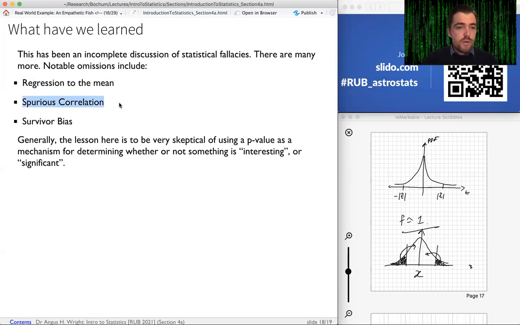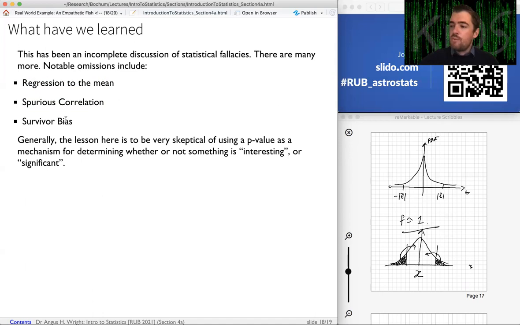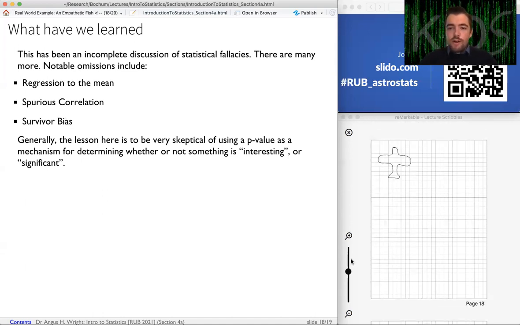We spoke about spurious correlation. The last one is another really interesting one, which is called survivor bias. Survivor bias is most well known for an effect during the Second World War, where you're going to have to indulge my terrible drawing of an aeroplane here. There's my terrible drawing of an airplane.